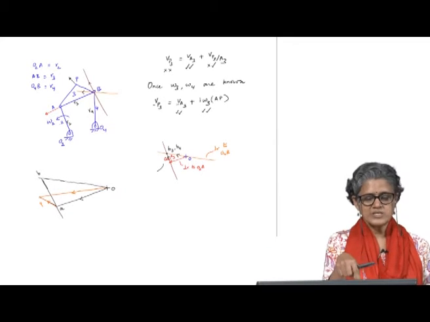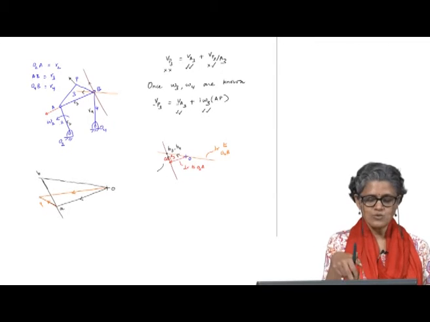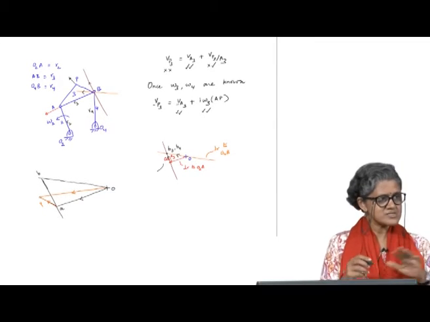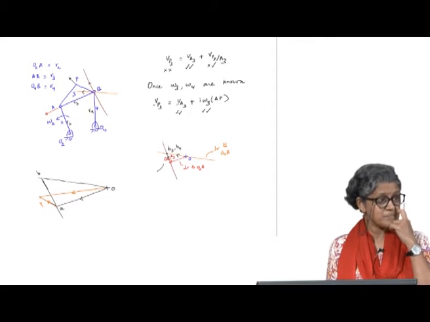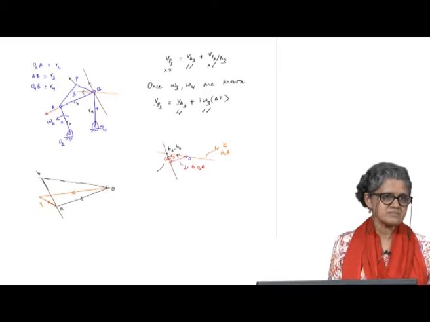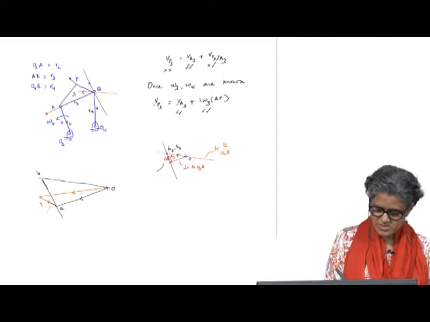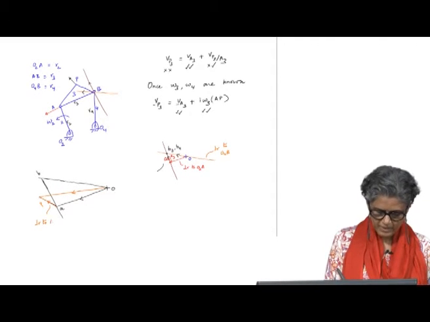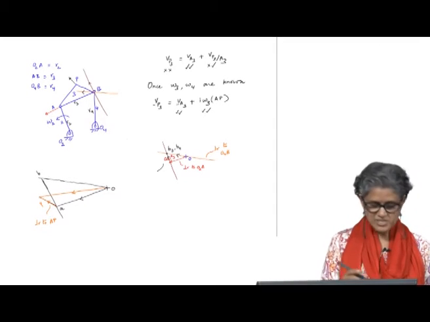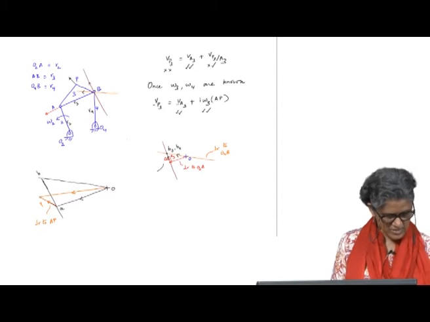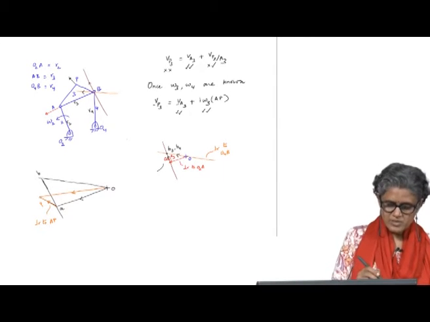Therefore, once I know the angular velocities of the 3 links, because these are fixed pivots, from there I can find the velocity of any point on the mechanism. So, this is perpendicular to AP. We get the directions from the vector equations for the omegas. So, that is done. We can do the same thing with a slider crank.